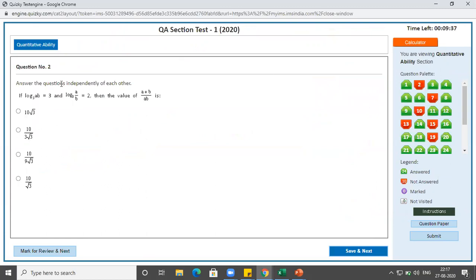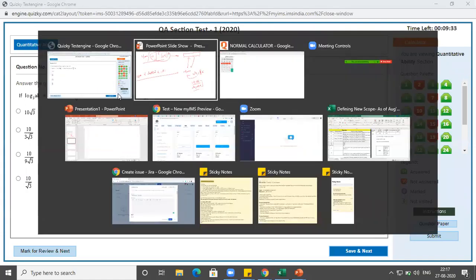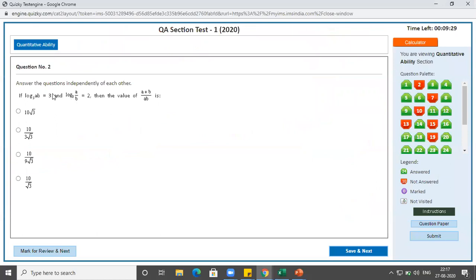Question number 2. Answer the questions independently of each other. Log 3AB. Okay, I personally like these questions, so I'll attempt this question and see where I go. If log 3AB is equal to 3, that means log 3AB is equal to 3.